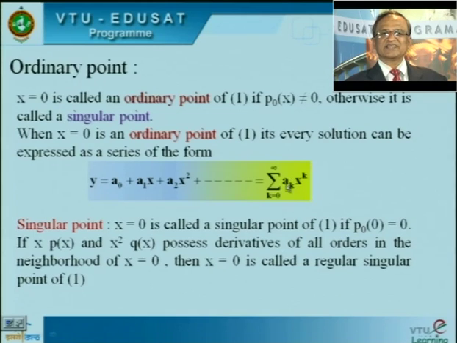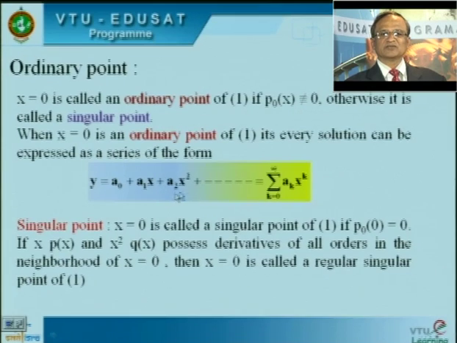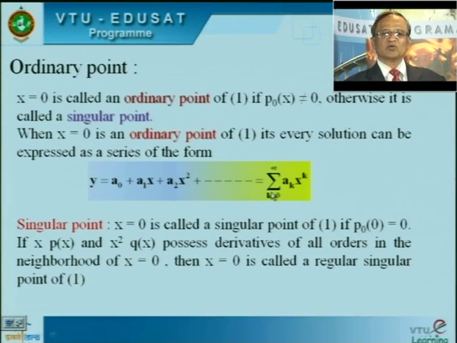Suppose in this series I replace k by 0. What will I get? A suffix 0 x to the power 0. X to the power 0 means 1, so we get the first term. Now I replace k by 1, a suffix 1 x to the power 1, so I obtain the second term. Like that, when you replace k by 0, 1, 2, 3, you will get the same series. So I can assume that when x is equal to 0 is an ordinary point, the solution of the given differential equation is in this form.